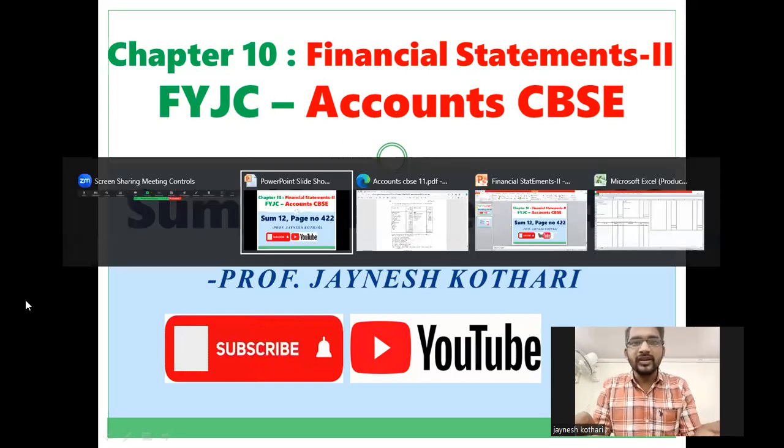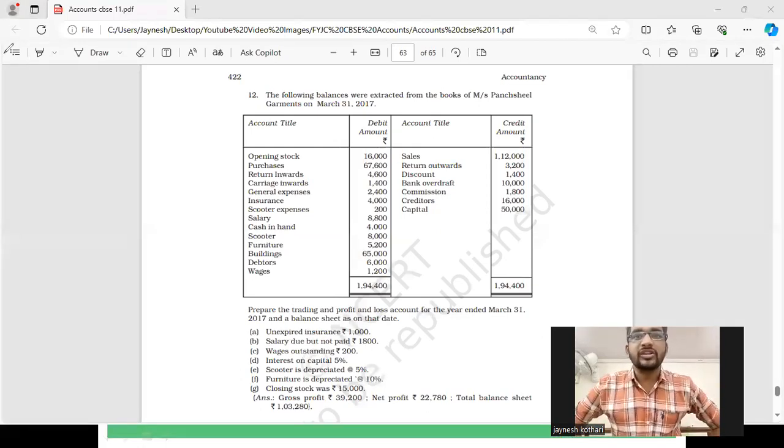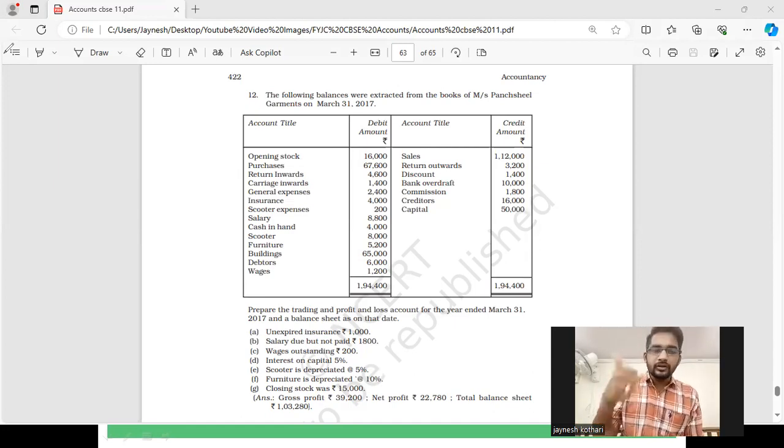Chalo, now directly start with the sum. We are on page number 422, sum number 12, which says the following balances were extracted from the books of Messrs. Panchil Garments on 31st March 2017. So, we are going to discuss the sum. What is given in the question is your trial balance and adjustments. What do we need to make? We need to make trading account, profit and loss account, and balance sheet.